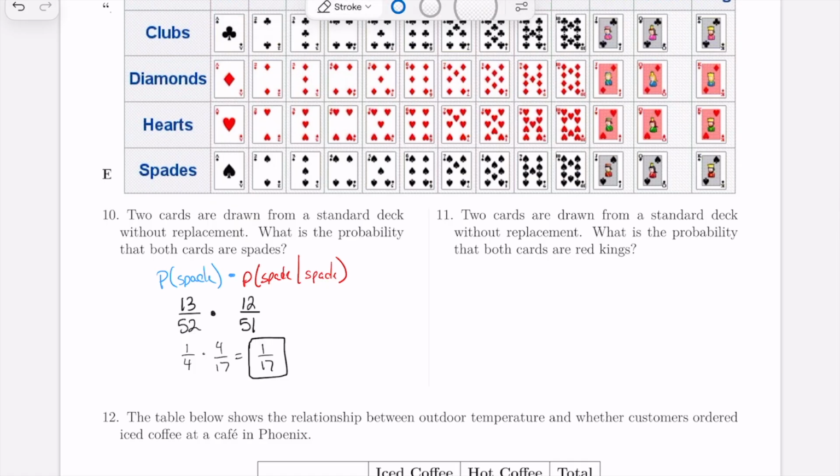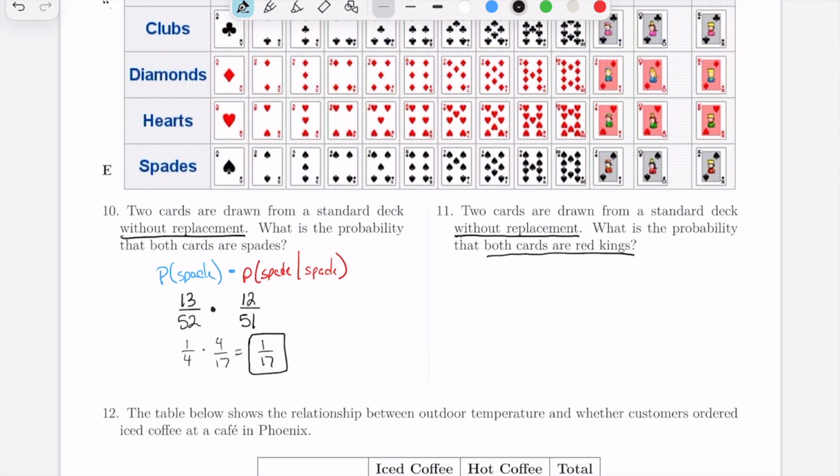The next one says 2 cards are drawn from a standard deck of cards without replacement. That's important. That means that, I forgot to underline that before, these are dependent probabilities, and at the very least, that bottom number is probably going to change every single time. Okay. What's the probability that both cards are red kings? So the probability of a red king happening for our first draw, you can see there's actually only 2 of them. So this would be 2 out of 52 for the first card being a red king.